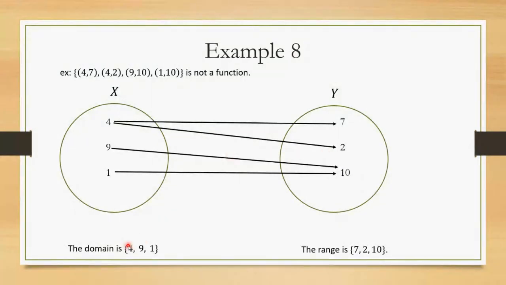Okay. So what's the domain of this? It's 4, 9, 1, right? The x coordinates. The range is 7, 2, 10 down here. That's what the range is. Okay. Good. So we have that. Are there any questions on this one?